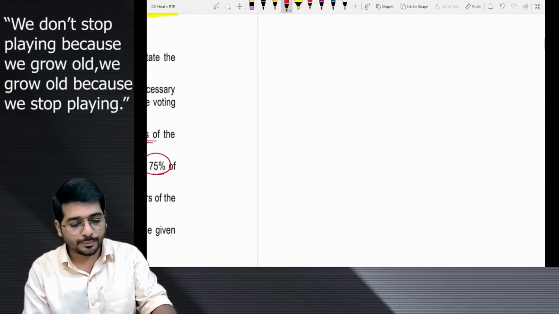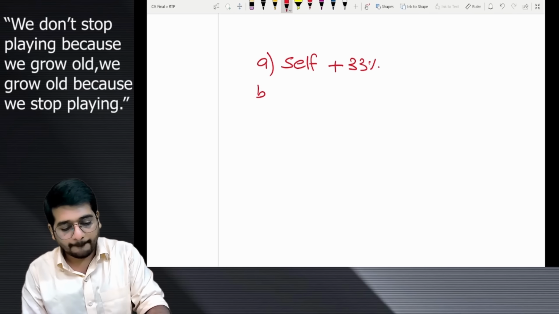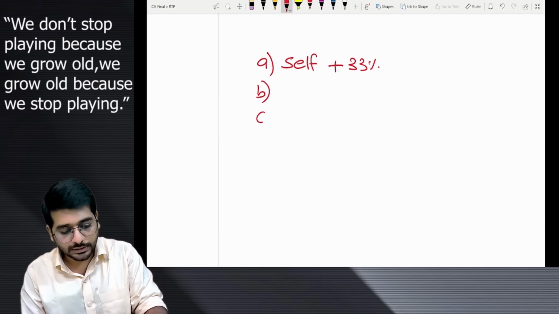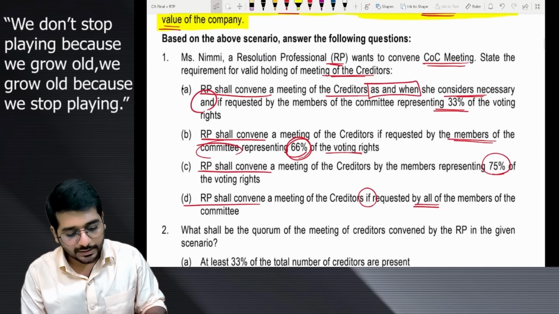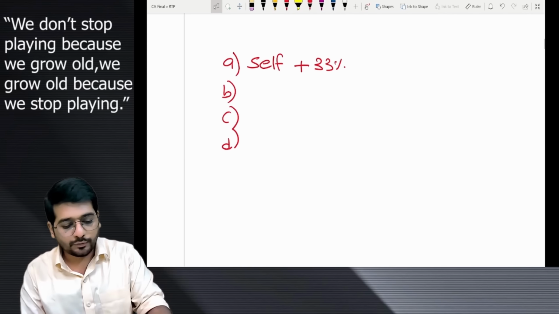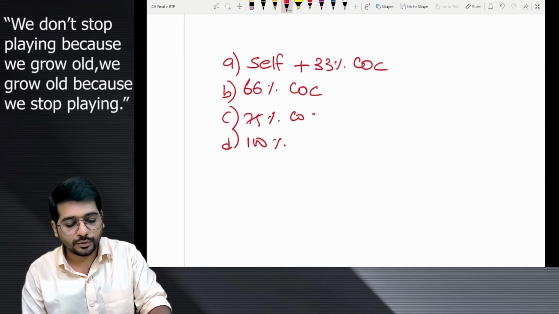So now we have four options. A, RP can call for the meeting self plus 33% of COC. B, C, D. Noting down all the answers for you. What was there in B? 66%. Okay. So B says 66% COC. This is 75% COC. And this is 100% of the COC.